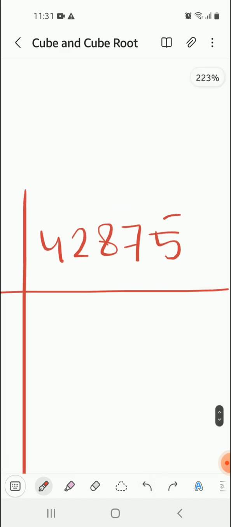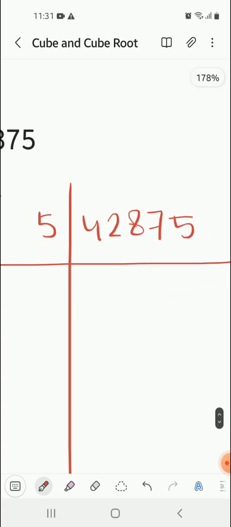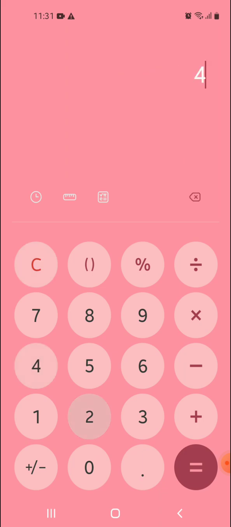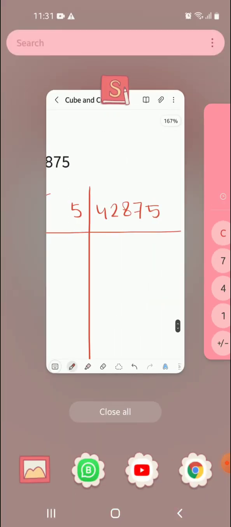Now 5. Definitely it is divisible by 5 because it has got 5 at the end. A number that ends with a 5 or a 0 is definitely divisible by 5. So this will get divisible by 5. Let's find the number. 42875 divided by 5, you get 8575.